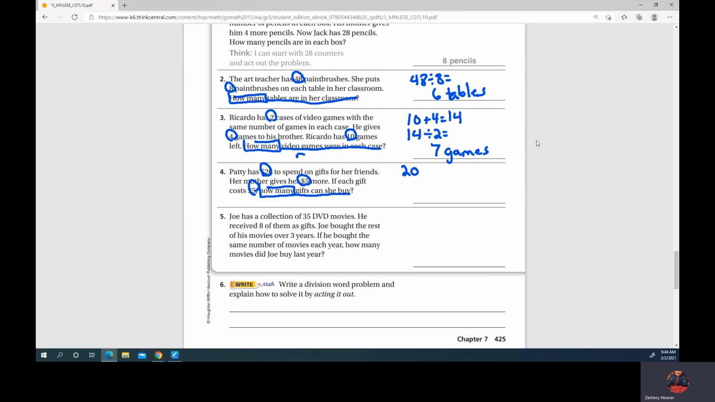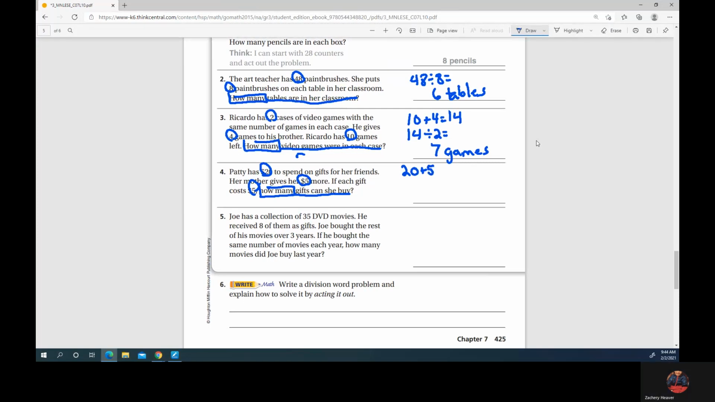So we're going to do 20 plus 5. That's going to give us 25. Now, each gift costs $5. So we're going to take $25, divide it by 5, and that's going to give us 5. So she can buy 5 gifts.